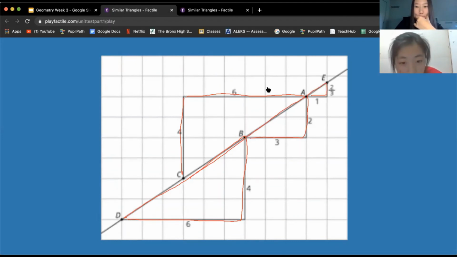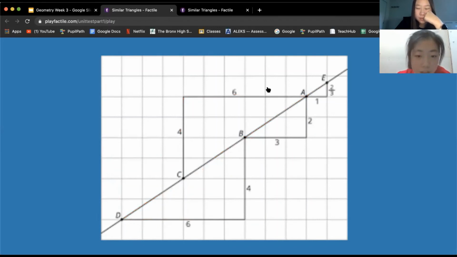And let's see if all of them are similar. So first let's do the 2 big ones. The 2 big ones have the same side, which means these 2 are similar with each other. And they also have the right angle, which means they are also right triangles.